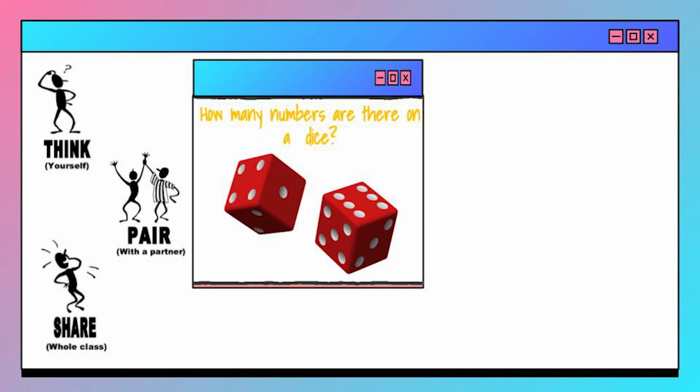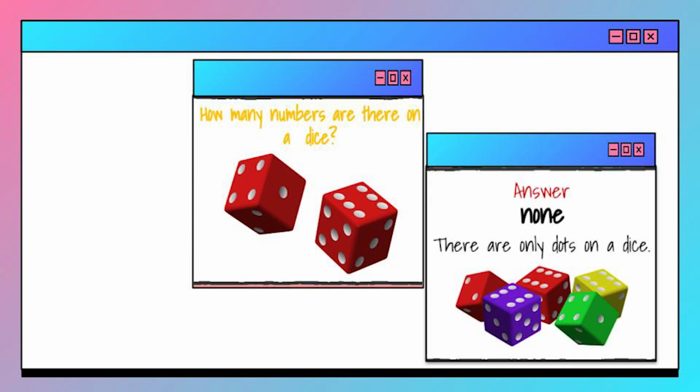Let's look at this brain teaser. How many numbers are there on a dice? None. There are only dots on a dice.